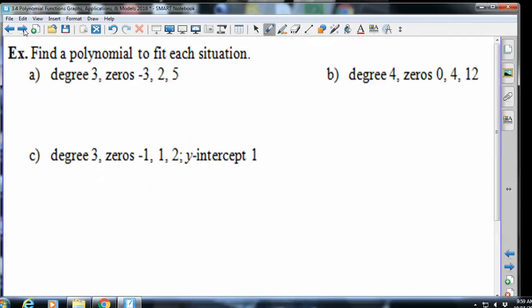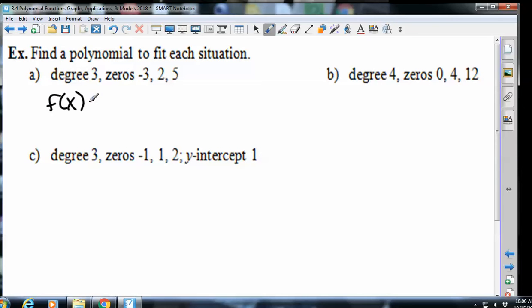I think the next slide on here, we're just going to find a polynomial that would work. So we're not going to multiply it all out or anything. We've had some questions before that said find a polynomial. So it's the same type of thing. When I give you the degree, what is that telling you? How many x's you have. If you multiply it all out, it's the highest power. If it's in factored form, it's how many total x's.